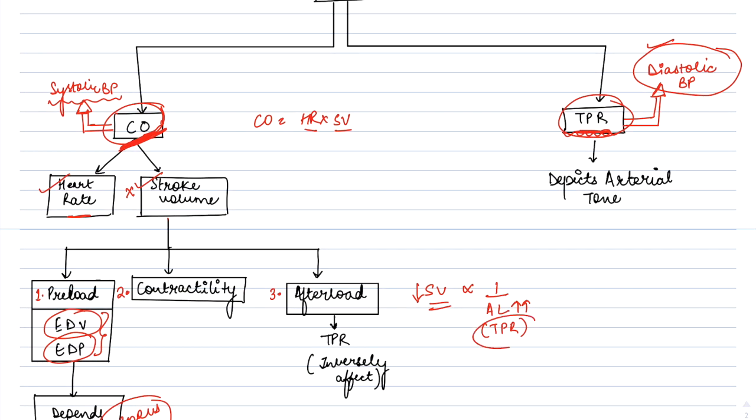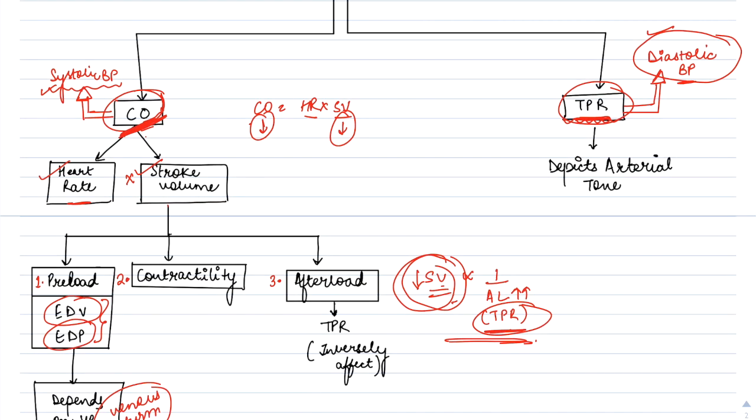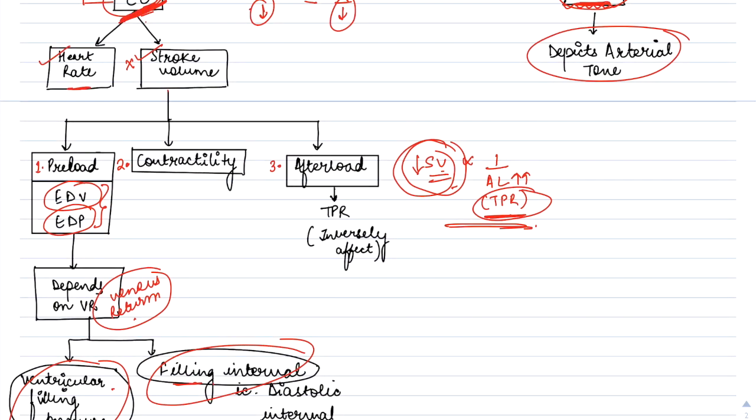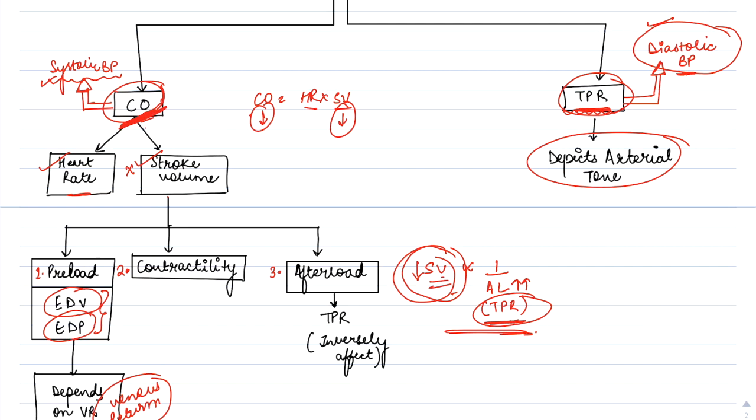It also somehow affects the cardiac output, because it decreases the stroke volume and decreases cardiac output, and thus affects the systolic BP. Now it is clear, right, that the total peripheral resistance also affects the systolic BP, because it decreases the stroke volume. Decrease in stroke volume will decrease the cardiac output, and decrease in cardiac output will decrease the systolic BP. And total peripheral resistance will increase the diastolic BP, however, because it depicts the arterial tone. So there is an inverse relation of total peripheral resistance with systolic BP and a direct relation with diastolic BP.